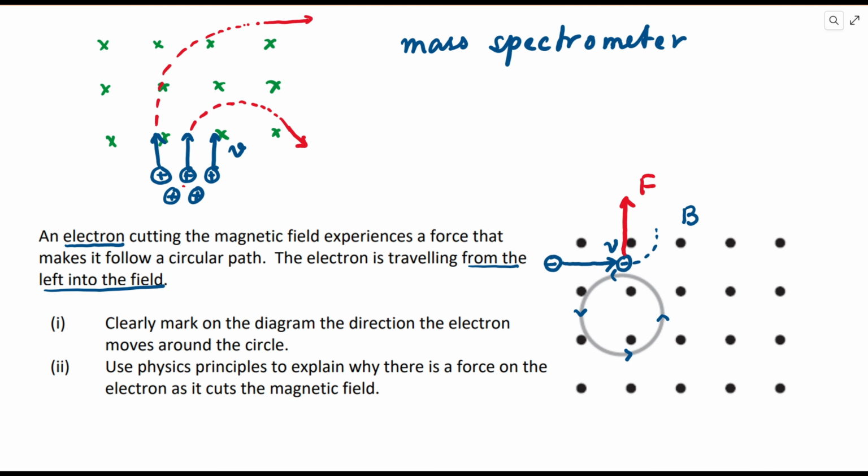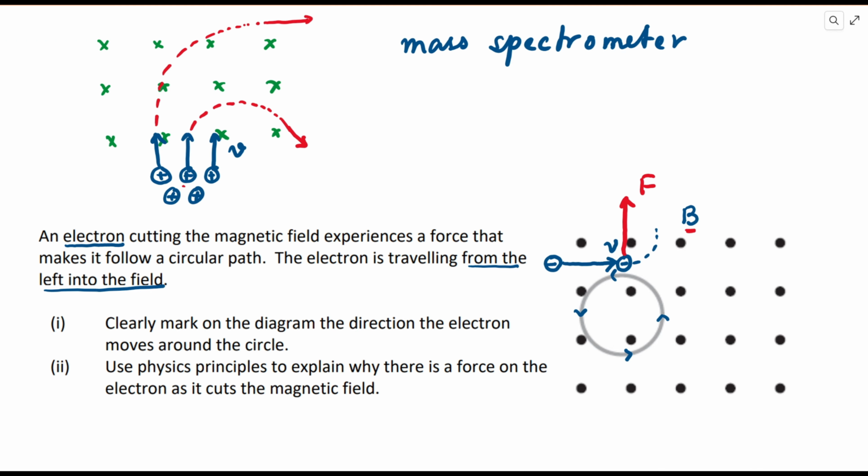For the second part, we have to use physics principles to explain why there is a force on the electron as it cuts the magnetic field. Remember, the source of this Lorentz force is the interaction between two magnetic fields. One is the original, external magnetic field B that is shown by the dots, and number two is the magnetic field produced by a moving charge, which is equivalent to a current, and we know that a current produces a magnetic field.